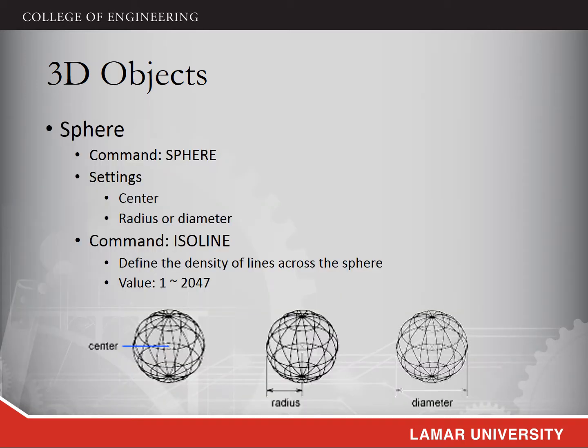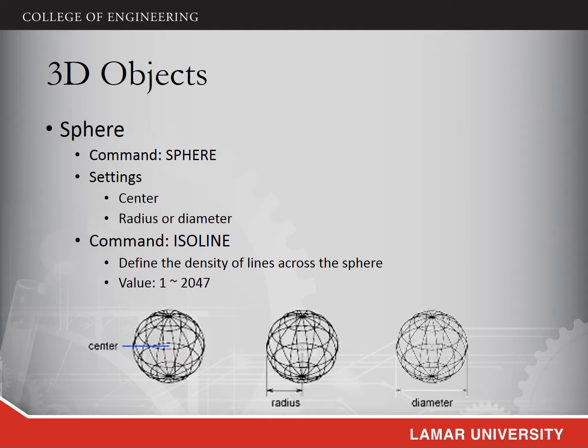The second object we will learn is a sphere. To generate a new sphere, we have to call the command sphere. And under this command, you should first specify the center of the sphere. And then you can either define the radius or the diameter of the sphere to complete the generation.